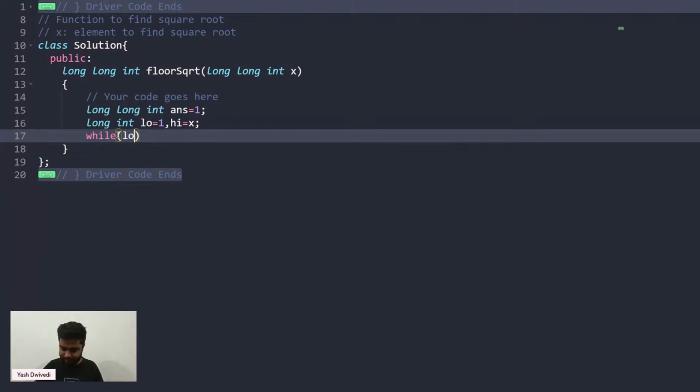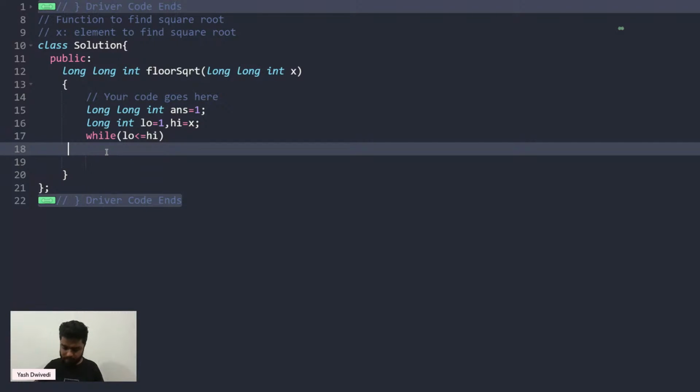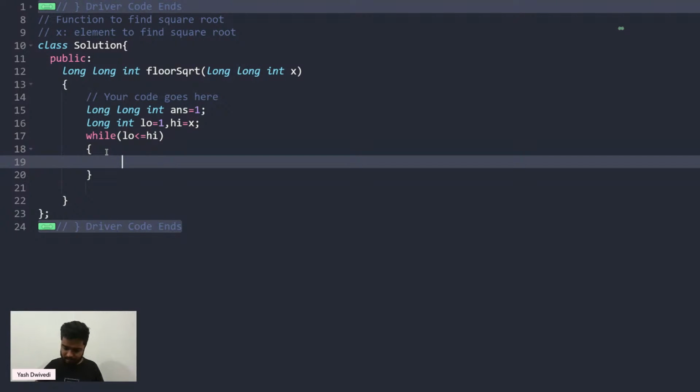Great. So I'll say that while low is less than or equal to high, till that point of time I'll be running my binary search. In this particular case, first of all, I'll say long int mid value is equal to low plus high minus low divided by 2. This is the condition for avoiding the overflow.